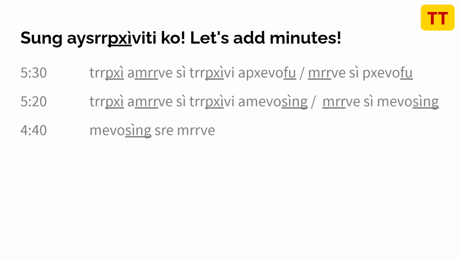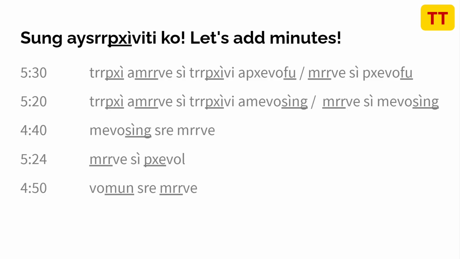That would work totally, but I'm lazy, and also the slide just looked very full and very uncomfortable, so I decided to leave out the longer versions for most from now on, and we will look at the short versions mostly. But we will also look at some long versions when they're interesting. In this case, 5:24, mrve sip evol, literally 5 and 24. Again, we could also use the long versions. 4:50 again would be vo moon sre mrve.